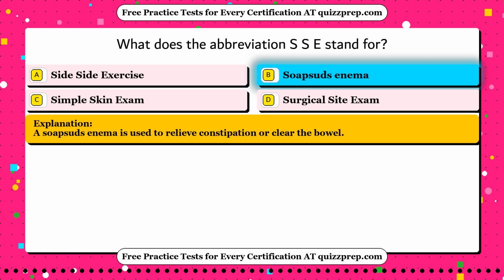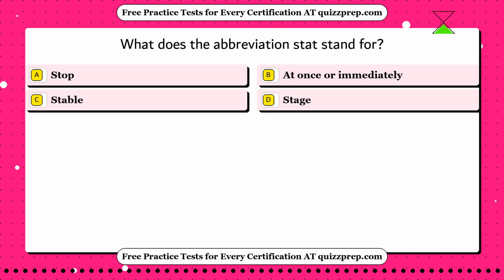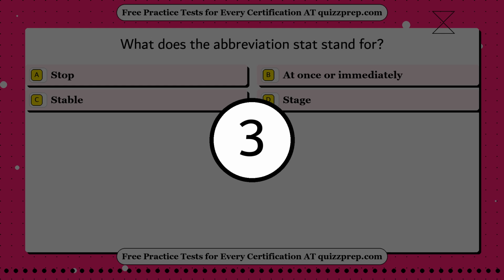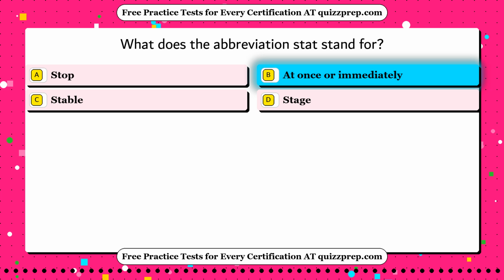A soapsuds enema is used to relieve constipation or clear the bowel. Question 118. What does the abbreviation STAT stand for? Option A, stop. Option B, at once or immediately. Option C, stable. Option D, stage. The correct answer is option B, at once or immediately.